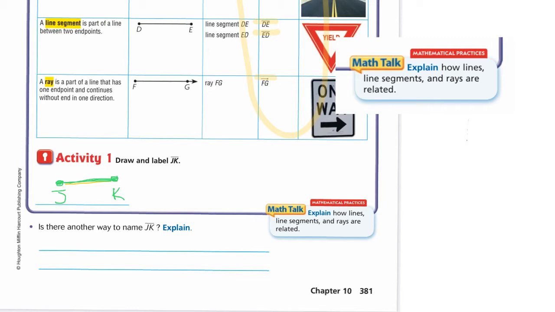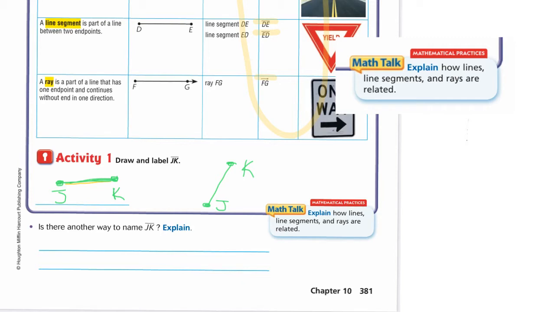Now, lines, line segments, and rays don't always go left to right. So you could also draw them this way. So this might be J and this might be K. They could go vertical, diagonal, left to right. Lots of different ways you could do that.